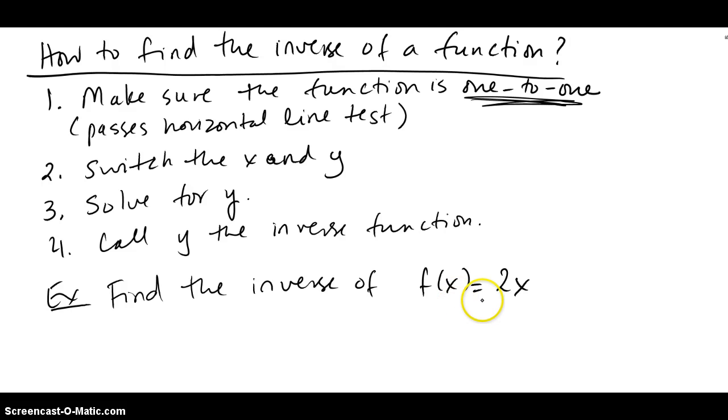Find the inverse of f of x equals 2x. Well, I gotta make sure this is 1-to-1, so I think in my head, well, that's just a line with y equals mx plus b, so it looks like a line going through the origin, and yes, it is gonna be 1-to-1, which means I can find the inverse. So 1 is checked out. Remember, f of x is just a y value, so this is the graph or the equation I'm looking at.